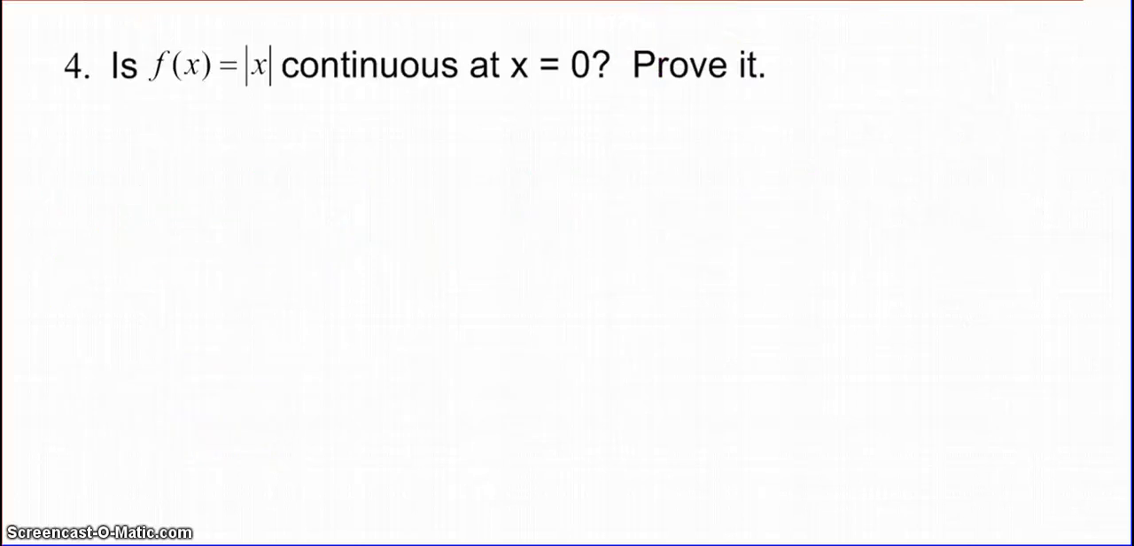Alright, next is f of x equals the absolute value of x. Is it continuous at x equals 0? Prove it. Pause the video and unpause when you're ready to check your work.